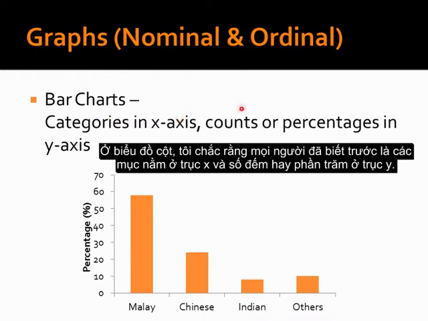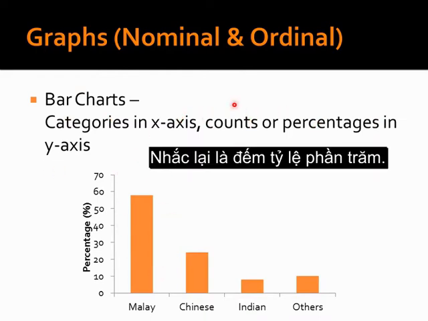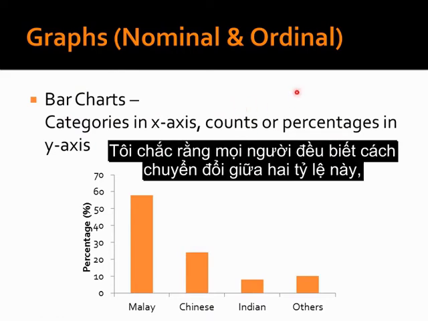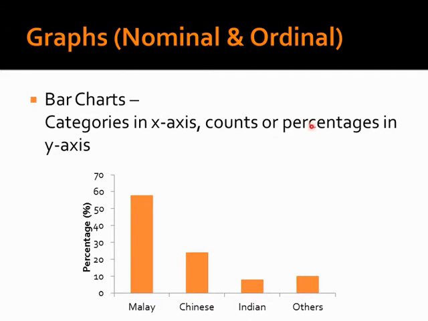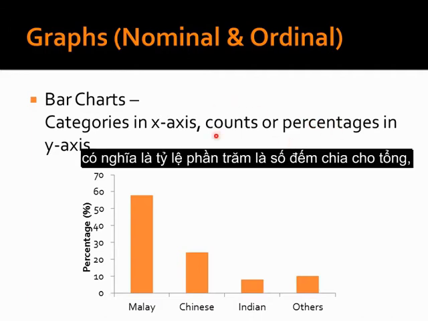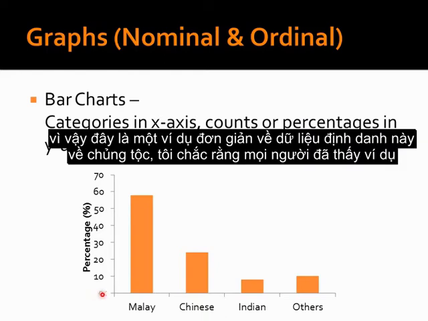Categories in the x-axis, counts or percentages in the y-axis. So again, counts, frequencies, percentages. I'm sure everyone knows how to convert between the two. I mean, percentages is just the counts divided by the total, right? So here's a simple example of, again, nominal data.